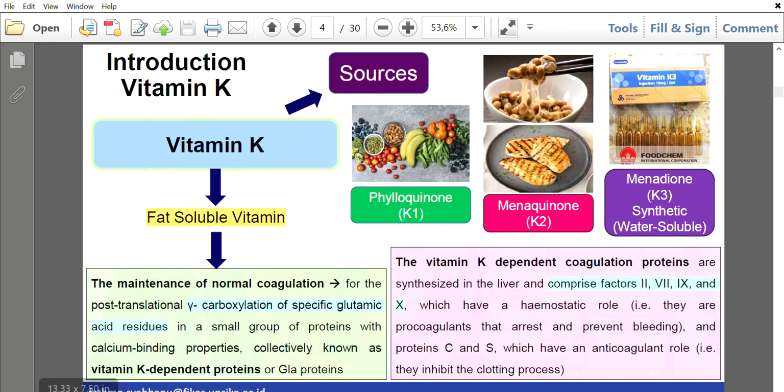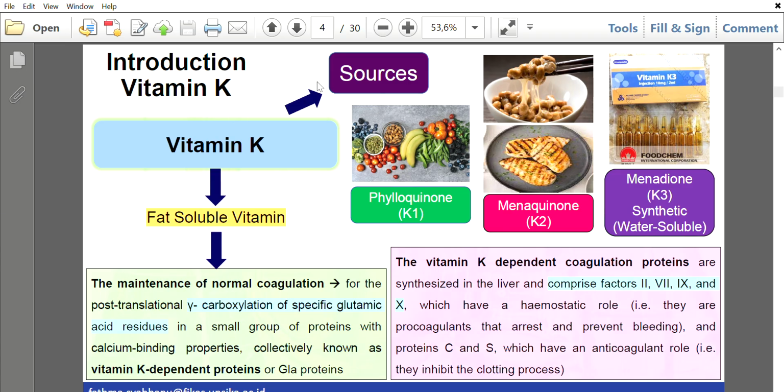The vitamin K dependent coagulation proteins are synthesized in the liver and comprise factors 2 or prothrombin, 7, 9, and 10, which have a hemostatic role because they are procoagulants that arrest and prevent bleeding, and also protein C and S, which have an anticoagulant role because they inhibit the clotting process.